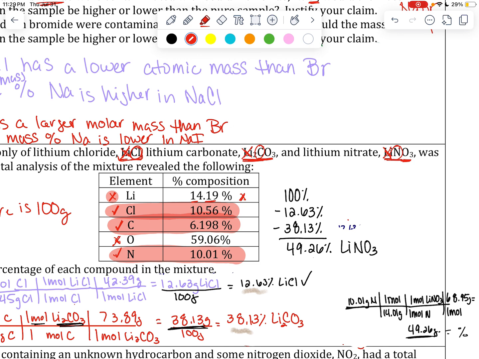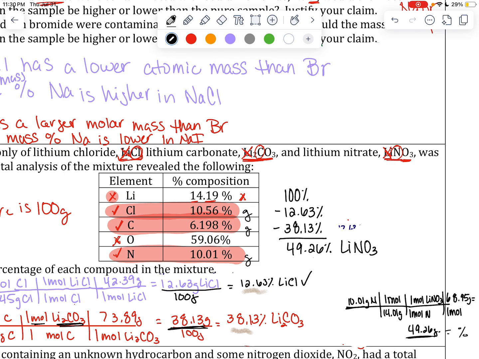The second thing you want to do is assume that you have 100 grams. So all of these percentages can be turned into grams. If you add up these percentages, they equal 100. So we can assume that you have 10.56 grams of chlorine, 6.198 grams of carbon, and then 10.01 grams of nitrogen.